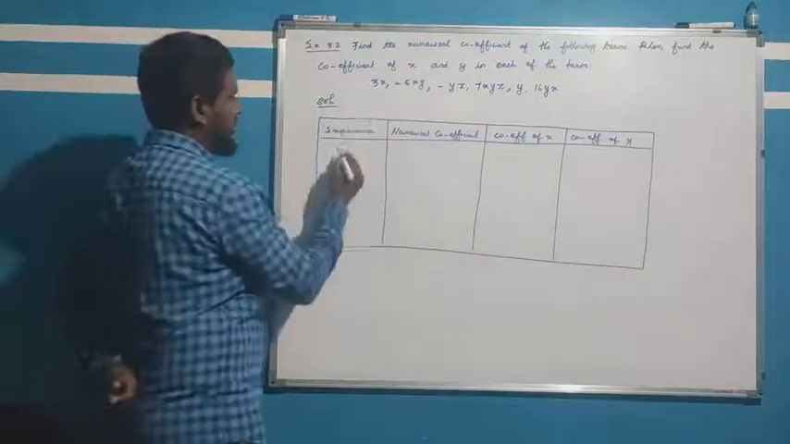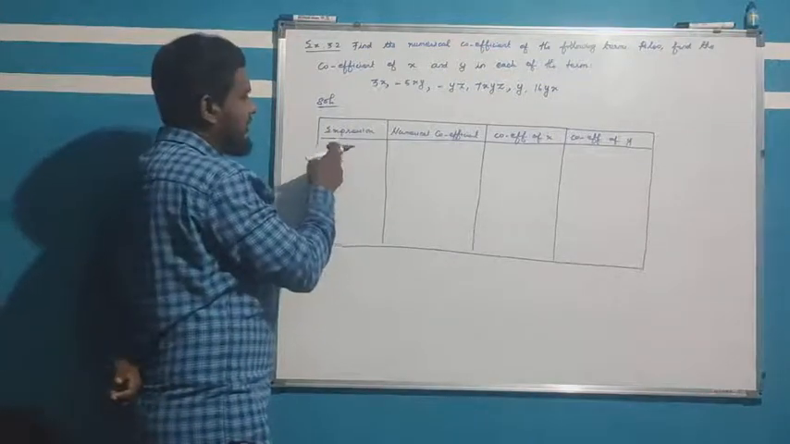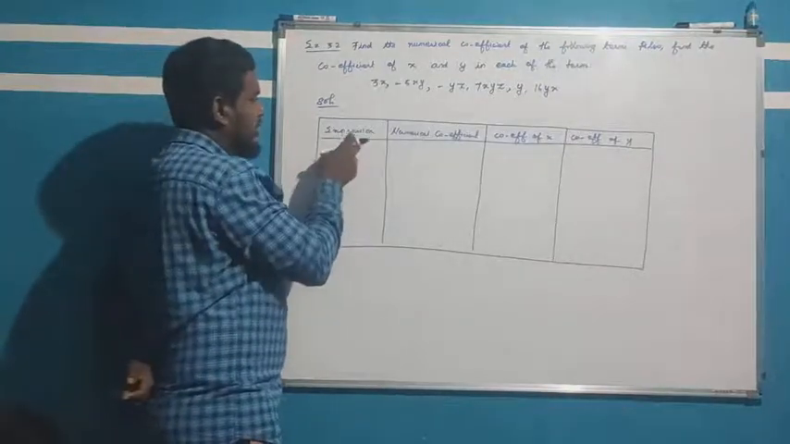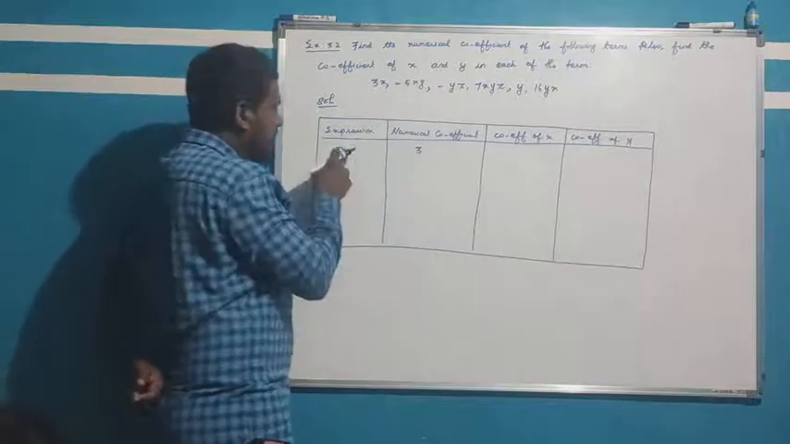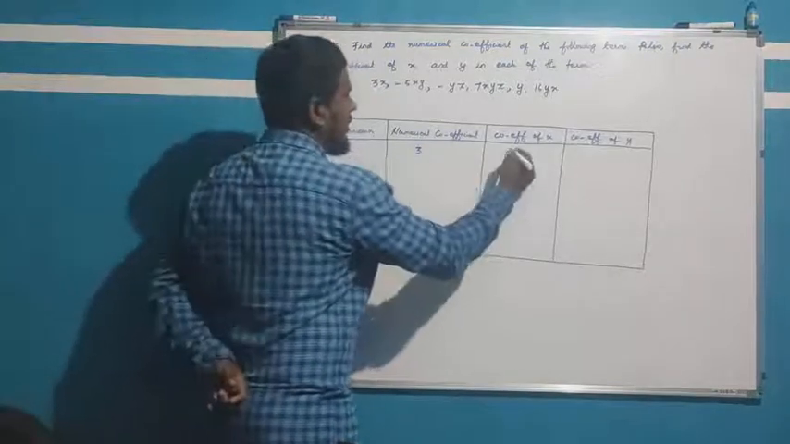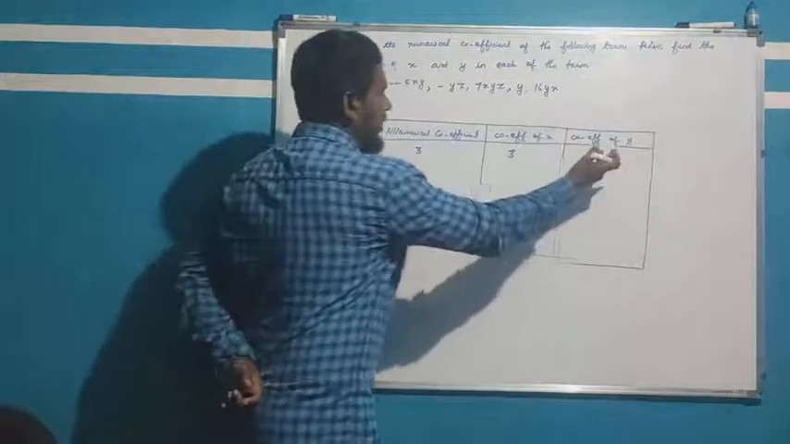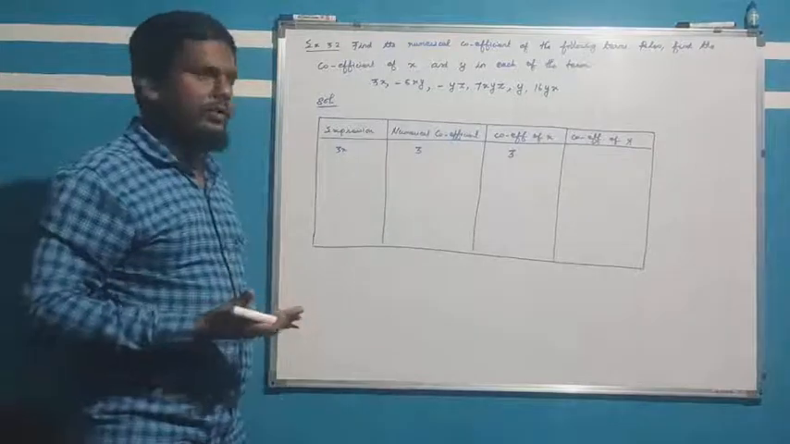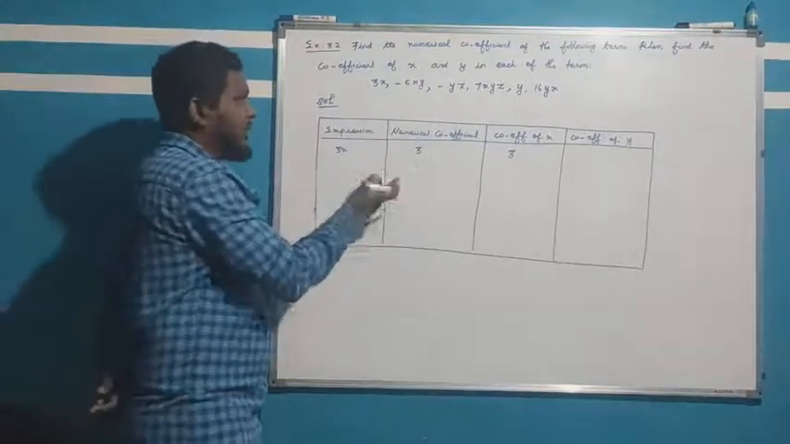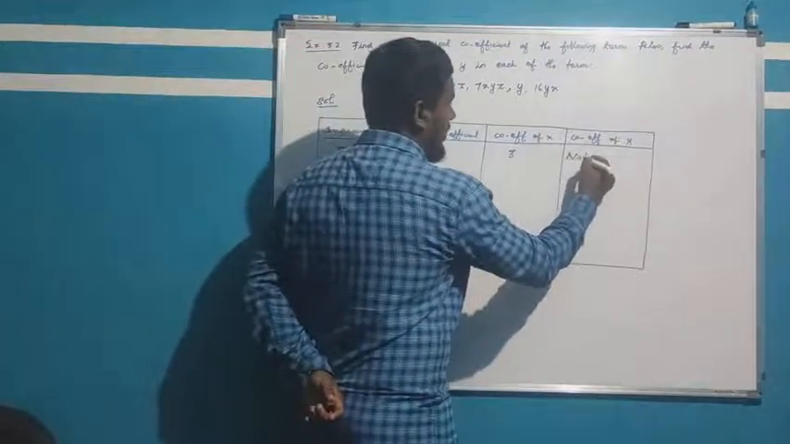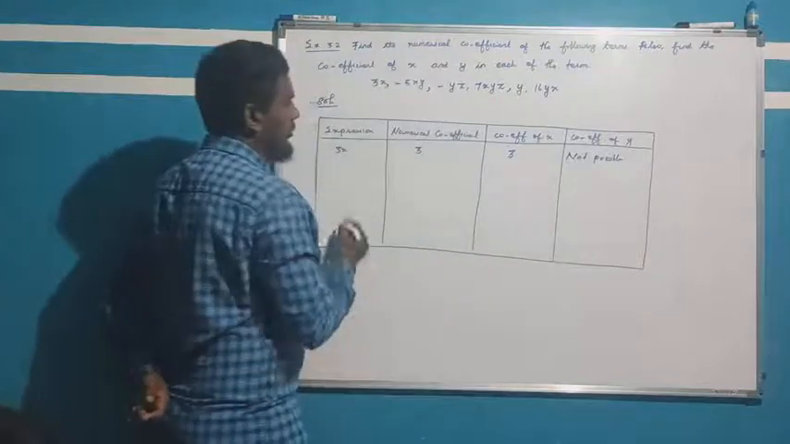So what is the first expression given? 3x. Numerical coefficient means only the number will come. So the numerical coefficient of 3x is 3. Then the coefficient of x is 3. Then the coefficient of y: in this term there is no variable y, so we can't find the coefficient of y. Not possible.